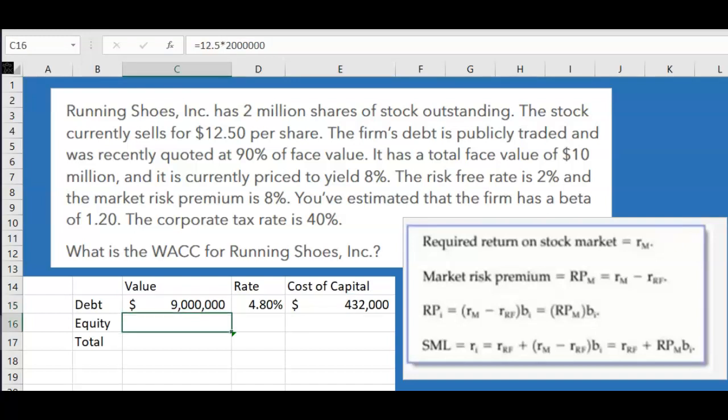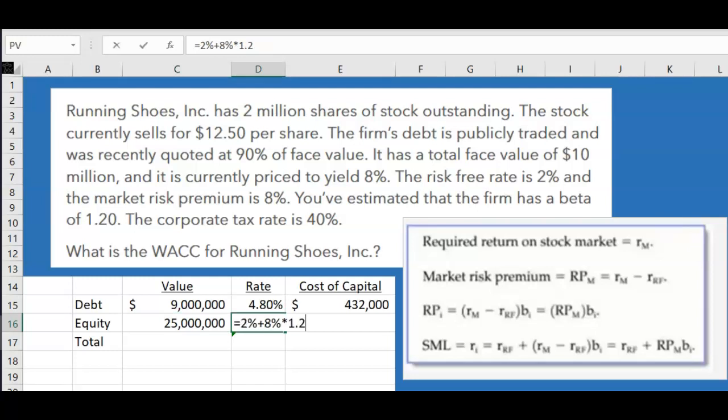Then we move over to equity. With equity, we've got a stock that's selling at $12.50 per share, and there's 2 million shares. If I multiply that across, the current value is 25 million. By the way, I think it'd be better if I underline this and center that a little bit, easier to see. Okay, now what's the rate?